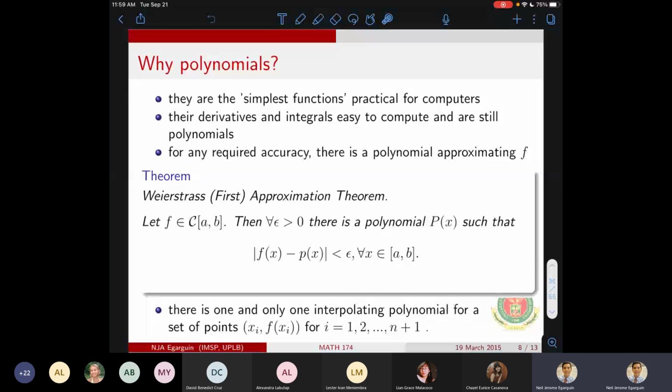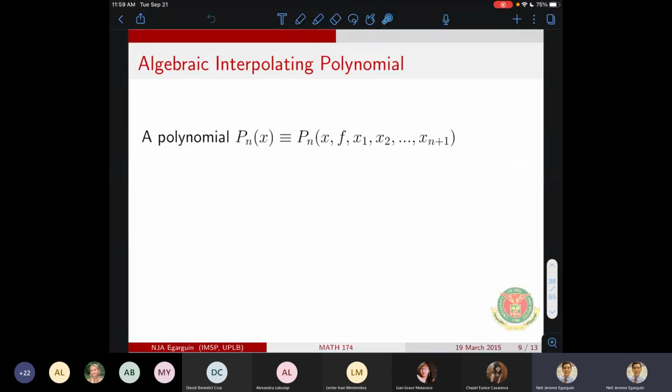Now, okay. So I guess we are ready to take a look at algebraic interpolating polynomials. So here I will define formally what an algebraic interpolating polynomial is. So polynomial P sub n of x, all right? Which is computed using your indeterminate x, the function f to be interpolated, and the set of all x subies that will be used. So ito yung kailangan natin para ma-compute ang isang interpolating polynomial. Right? These are the parameters of our interpolating polynomial.